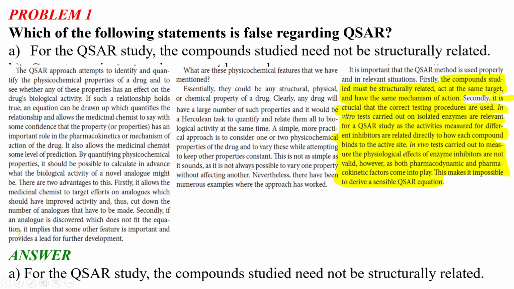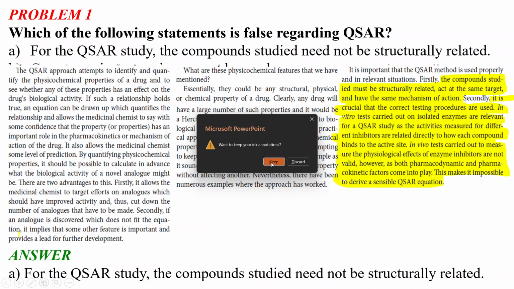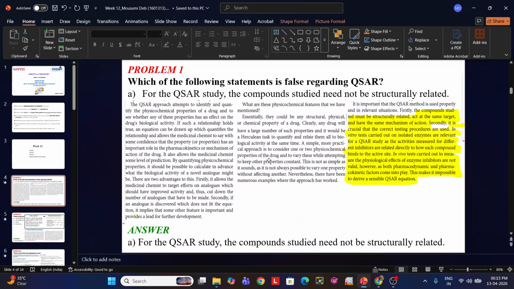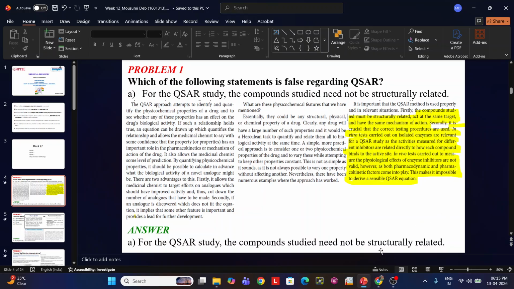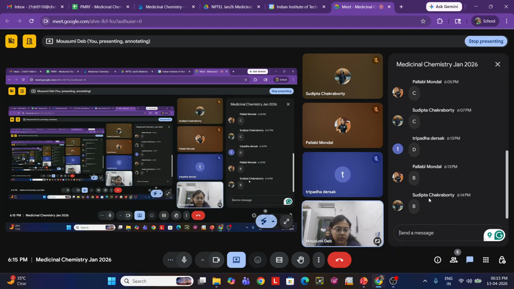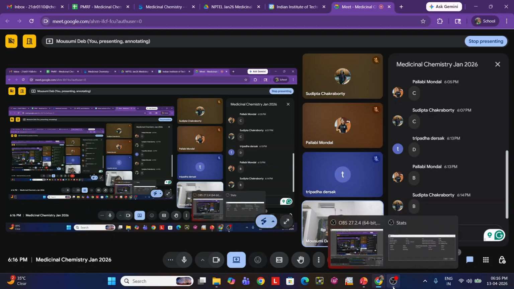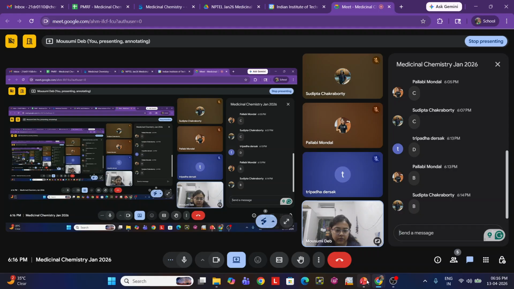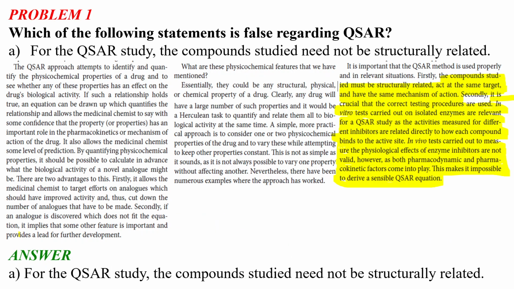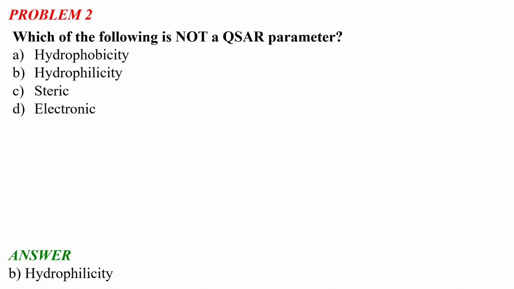Okay, let me check the chat box. Number B I have received as an answer. Two number B and one number D I have received. Let me check which of the following will be the correct answer. Okay, the correct answer is number B, hydrophilicity. Hydrophilicity is not a QSAR parameter.